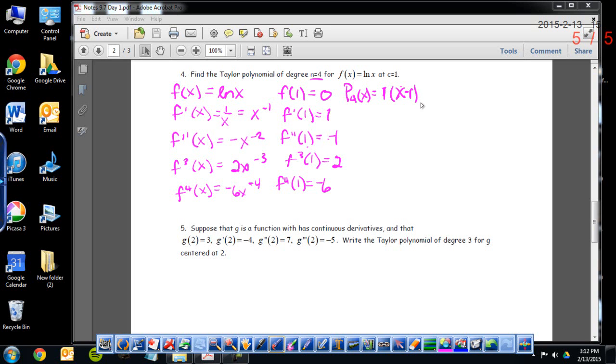Then I take my second derivative, which is negative 1, times x minus 1 squared, divided by 2 factorial. And then my third derivative, which is 2, times x minus 1 to the third power over 3 factorial. And then my fourth derivative, which is negative 6, times x minus 1 to the fourth power over 4 factorial.